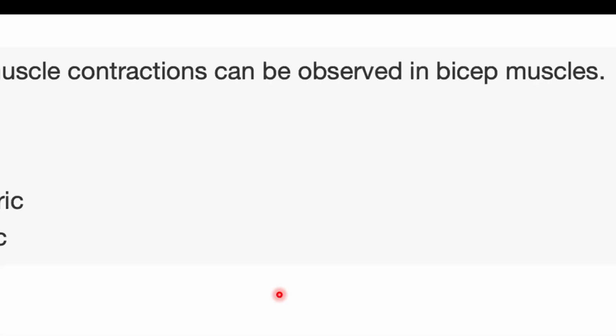Question number 12. Dash muscle contractions can be observed in bicep muscles. The bicep arm muscles. What kind of muscle contractions can be observed in bicep muscles? Option A, twitch. Option B, tetanic. Option C, concentric. Option D, eccentric. What kind of contractions can be observed in bicep muscles?